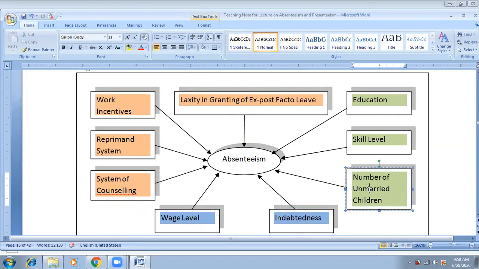Take this one, number of unmarried children. When the number of unmarried children increases, absenteeism tends to increase because of responsibilities towards unmarried children. Then reprimand system: if there is a punishment system for absences, then of course absenteeism tends to reduce. Also a system of counseling will reduce absenteeism. Then wage level: assume it is very high, then this will reduce absenteeism. But if wage level is very low, then this will increase absenteeism.